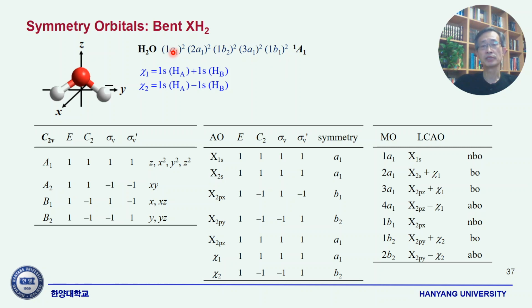And then each orbital is doubly occupied. So (1A1)^2, (2A1)^2, (1B2)^2, (3A1)^2, (1B1)^2. So this is the electronic configuration of the water molecule. So that's how we do symmetry-adapted linear combinations of atomic orbitals to generate proper symmetry-adapted molecular orbitals. So this is one application we could do. Okay.